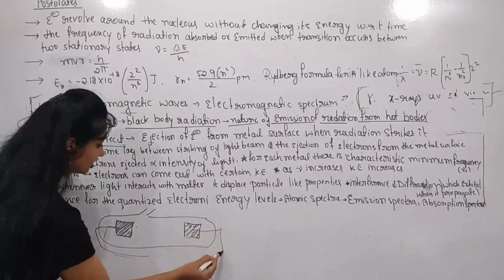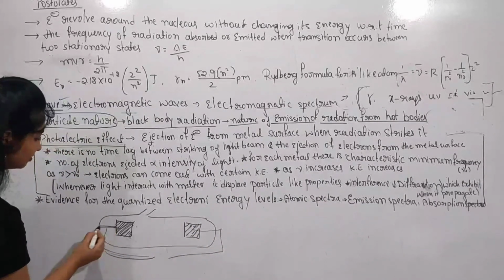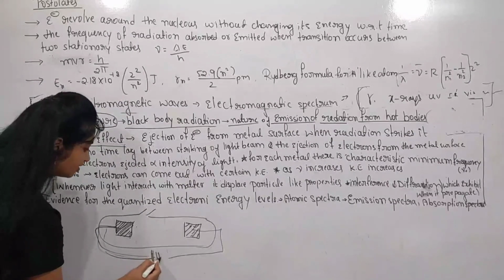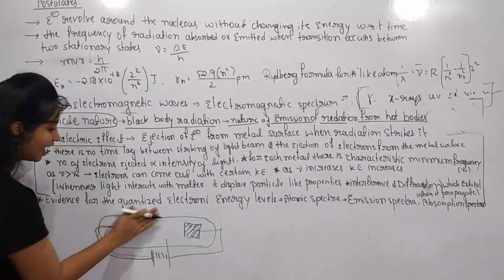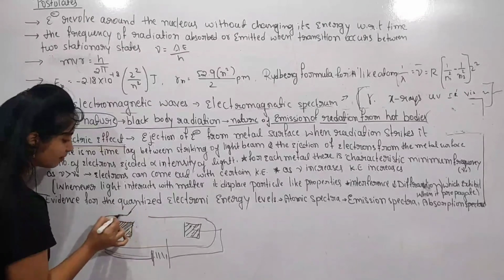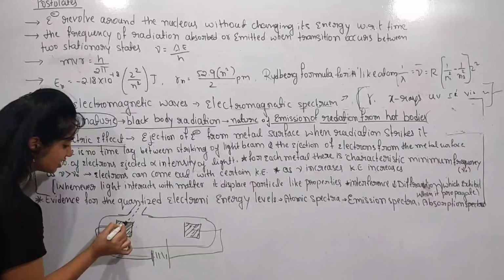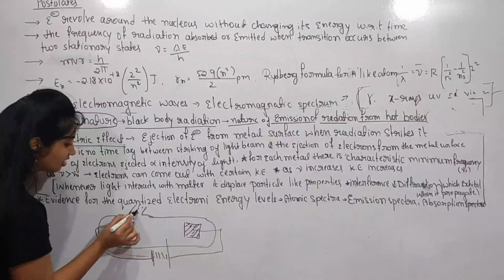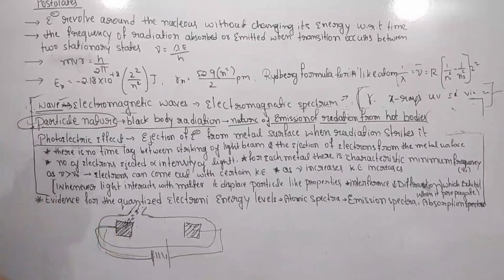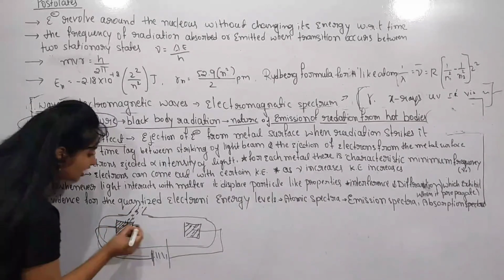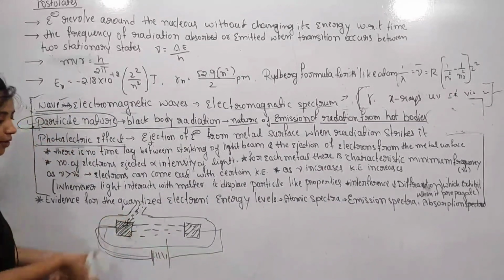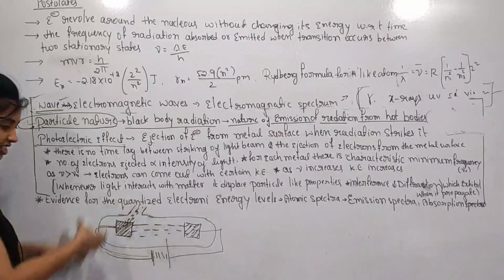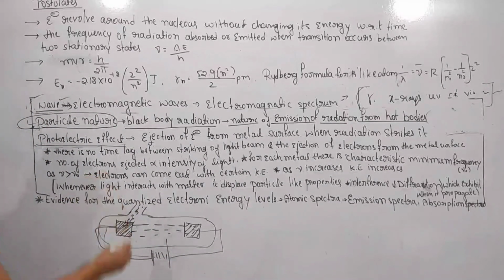These are connected with the wires. One is a negative end, another one is a positive end. When the source of light falls on this photosensitive material, this metal, then what happened? This metal ejects the electrons. The electrons come out from this photosensitive material. So this phenomenon is called a photoelectric effect.